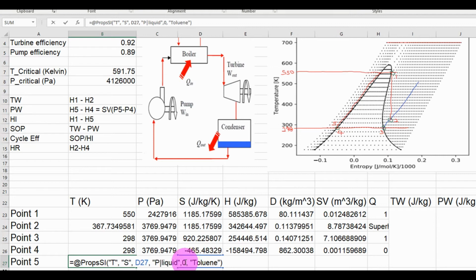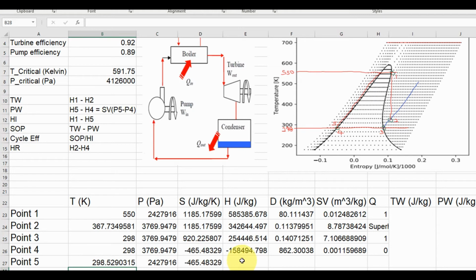And then I will specify the pressure. So the pressure at that point is C27. Yeah. And that's it. So we'll enter. And you see the temperature at 0.5 is 298.5.